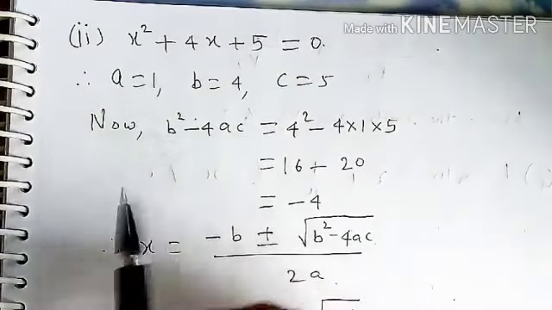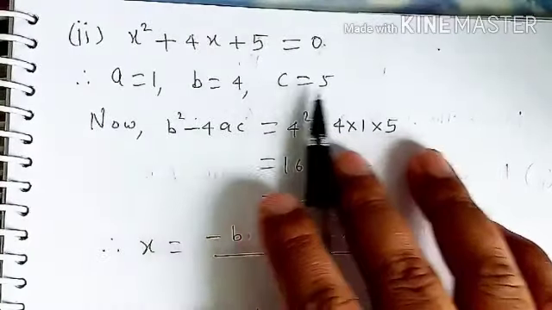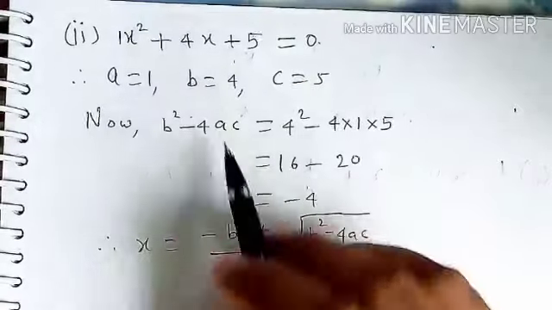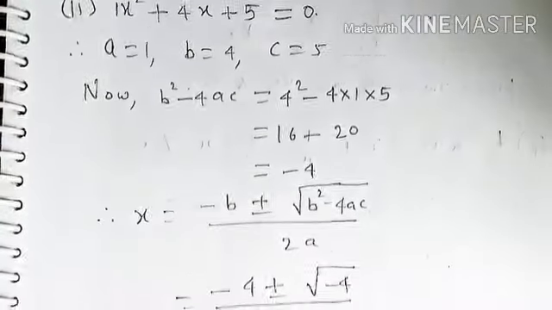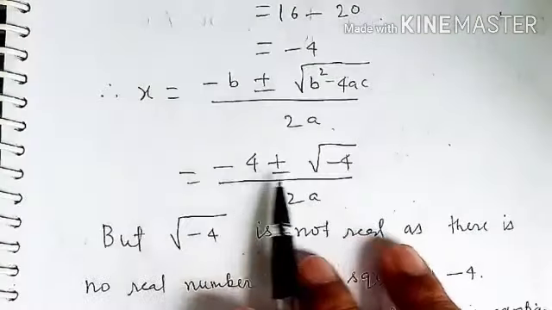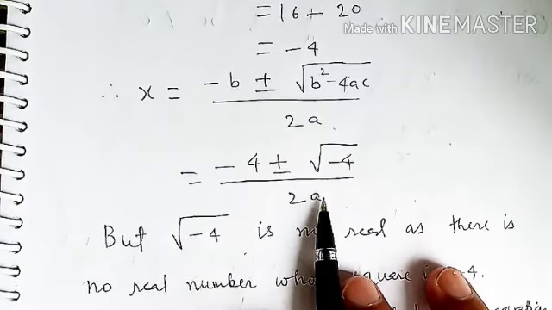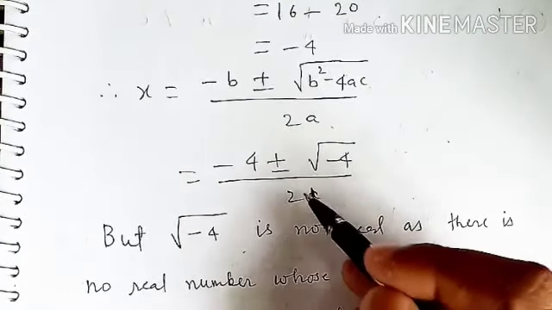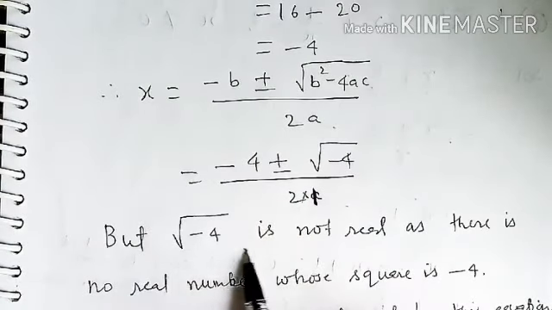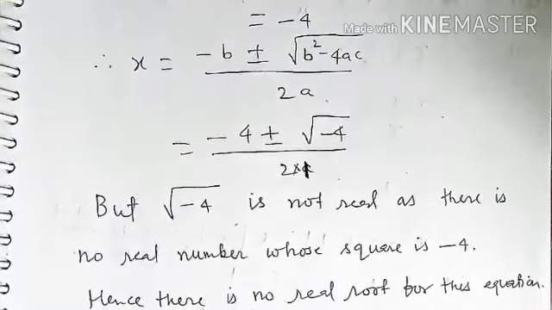Now the second one is x square plus 4x plus 5 is equal to 0. Here we have a is 1, b is 4 and c is 5. Here 1 is hidden. Then we find b square minus 4ac, which is minus 4. Then we write x is equal to minus b plus minus square root of b square minus 4ac by 2a, and we may write here a as 1, 2 into 1. But the square root of minus 4 is not real, as there is no real number whose square is minus 4. Hence, there is no real root for this equation.